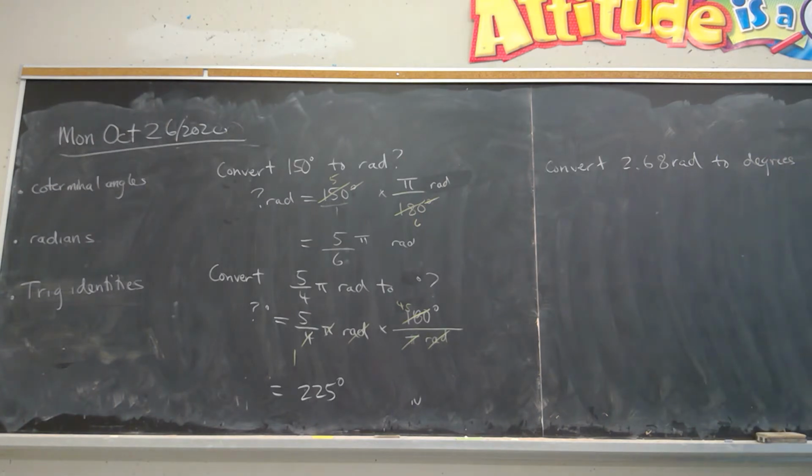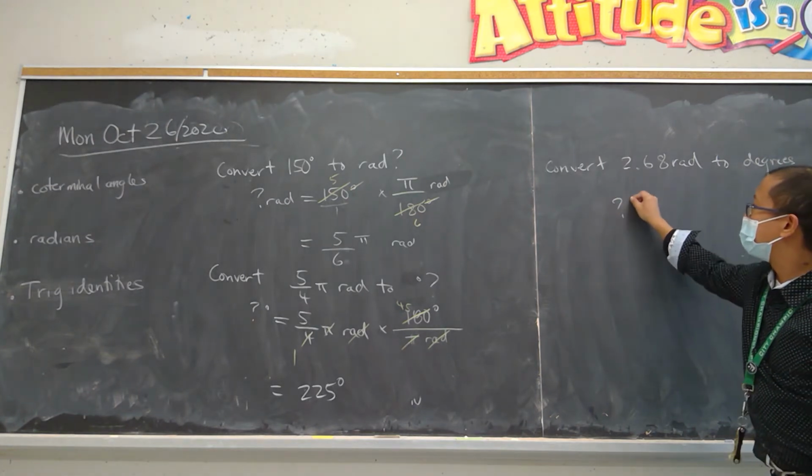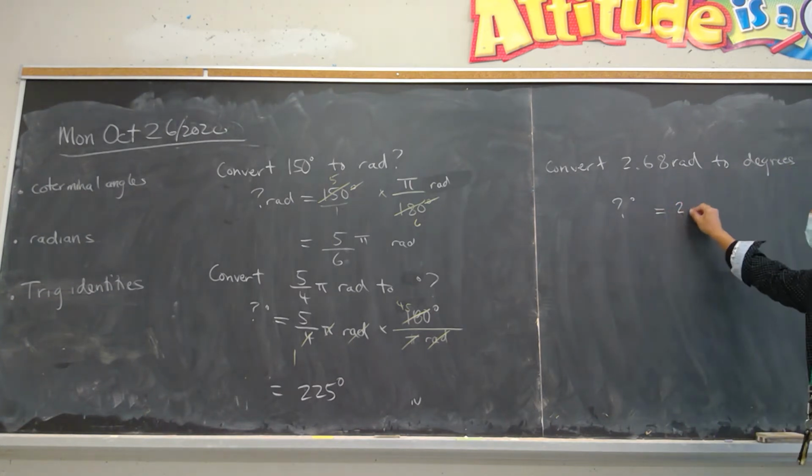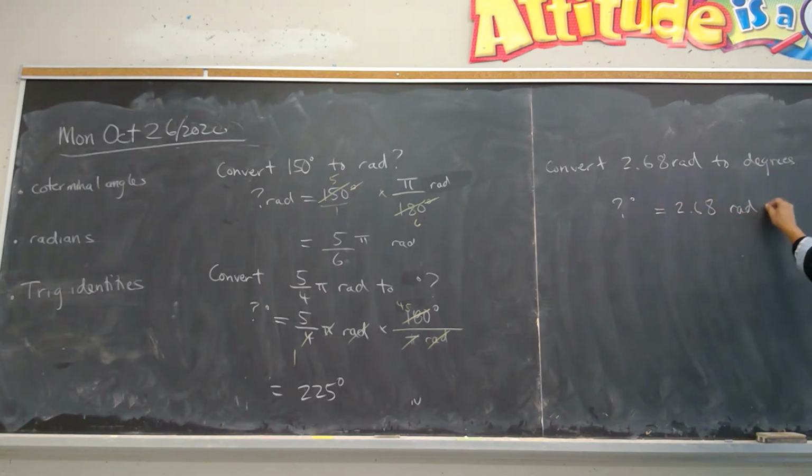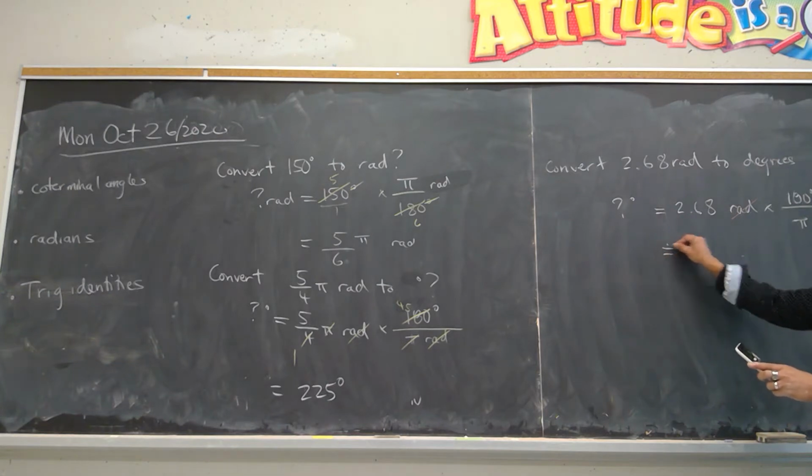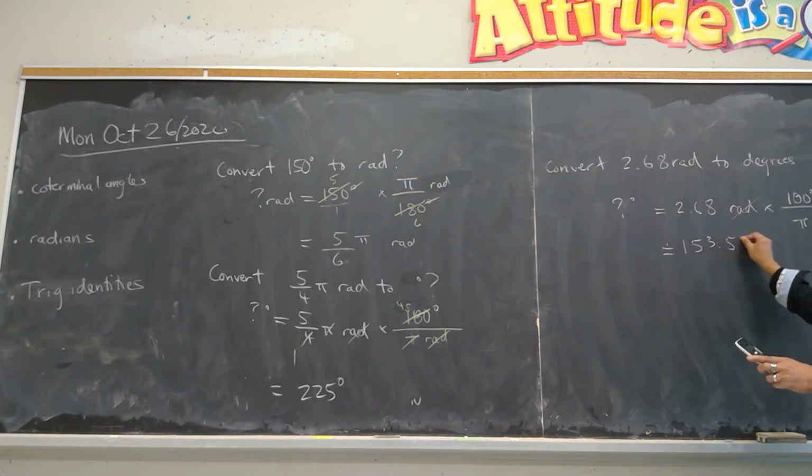How are you going to do this? Well, same thing. But this time I need to calculate, right? I actually don't know this answer. First of all, the radians divide out the radians. And all you do is take your calculator, 2.68 times 180 degrees divided by pi. Use the pi button. And this answer is approximately 153.5 degrees.